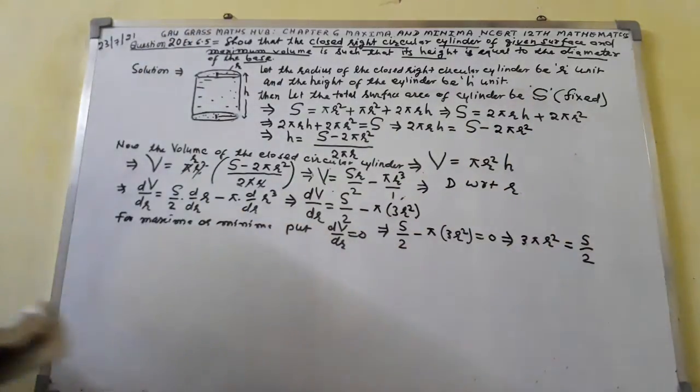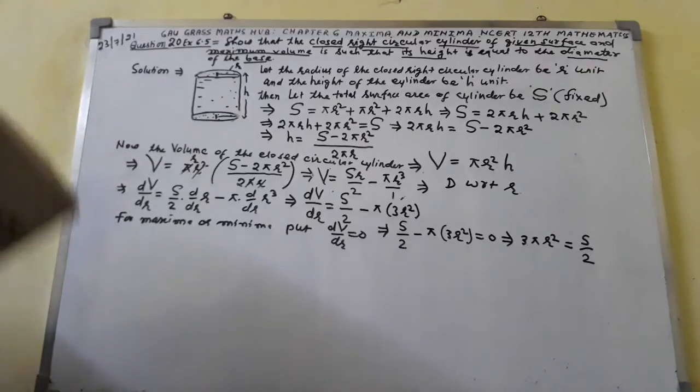Just 1 minute, I shall check the processing whether this is wrong or right. This question is number 20. Question number 20 we have got S by 2 minus 3 pi r square. So here r square is equal to capital S over 6 pi. R square is equal to capital S over 6 pi we have to get.